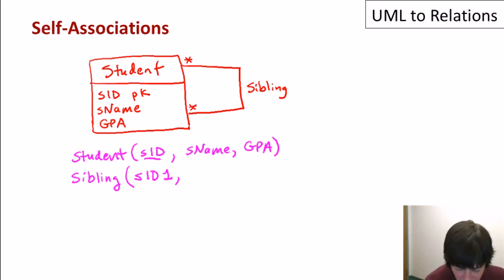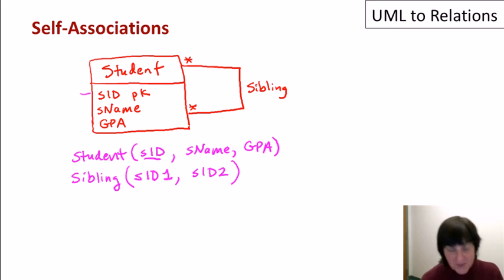So the one thing we need to do is just change the attribute name so that we have two instances of the key attribute from the class, but they have different names. So you can see what we're doing here. We're just saying that we have a sibling relationship. We take the student ID from the two students who are siblings, and that pair becomes a tuple in our sibling relation. And because we have stars on both sides, so we're not making any assumptions about multiplicities, we don't have any 0..1s or 1..1s, then we don't have any key for the sibling relation except the two attributes together.